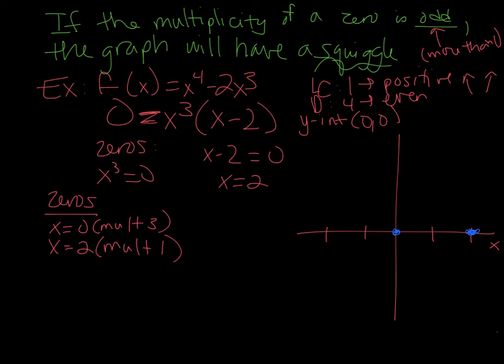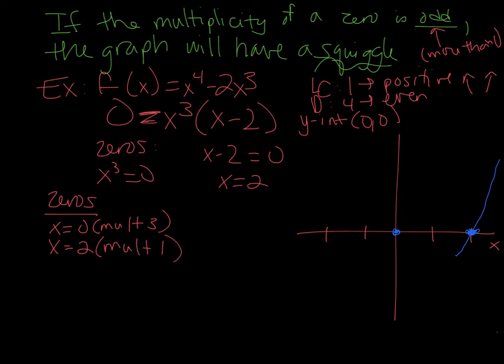So let's go ahead and talk about what's going to happen. So let's do the one at 2 first. The one that's a multiplicity of 1, that's just going to pass straight through. So it's going to go down like that. I know that because of my end behavior. It passes straight through. It looks just like you had on example number 2. Now, I'll stop here and go from the other side.